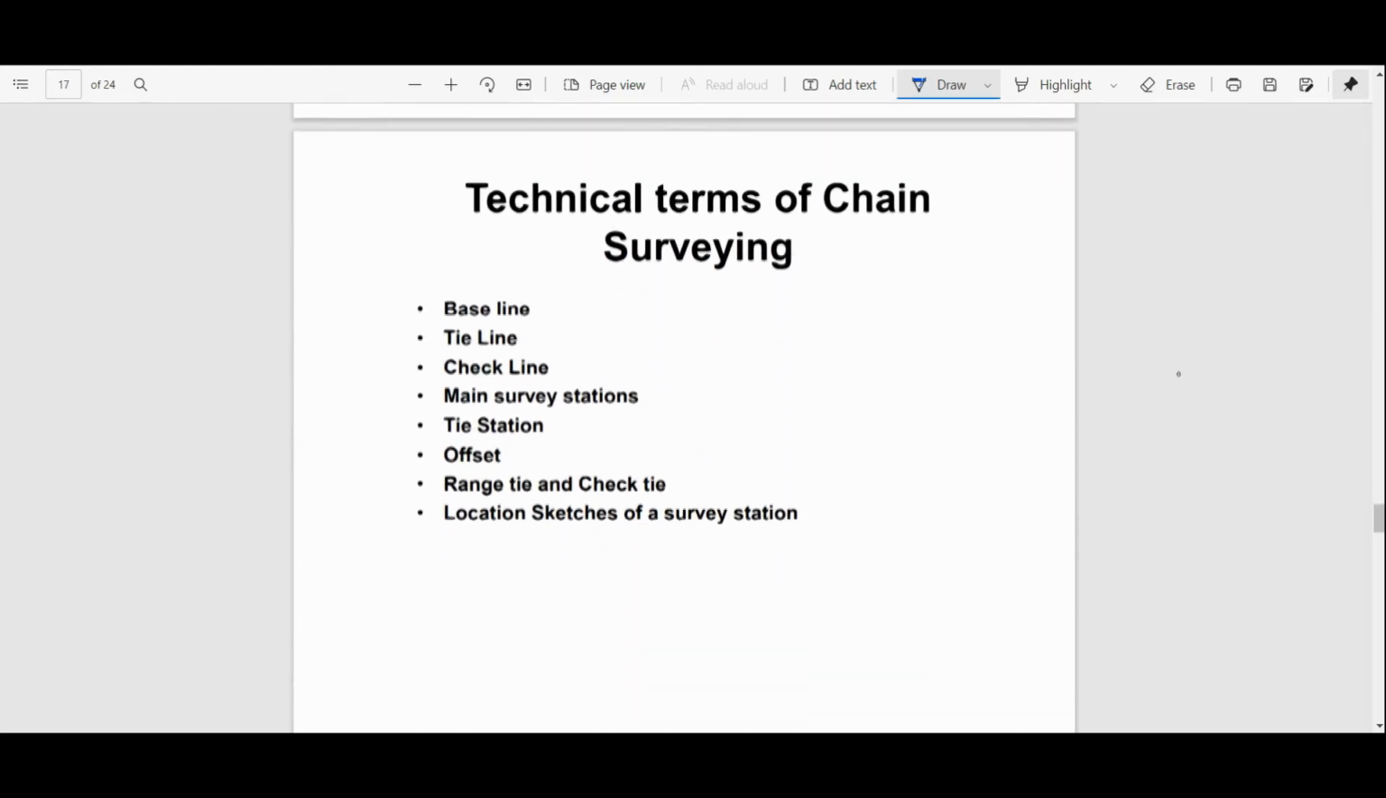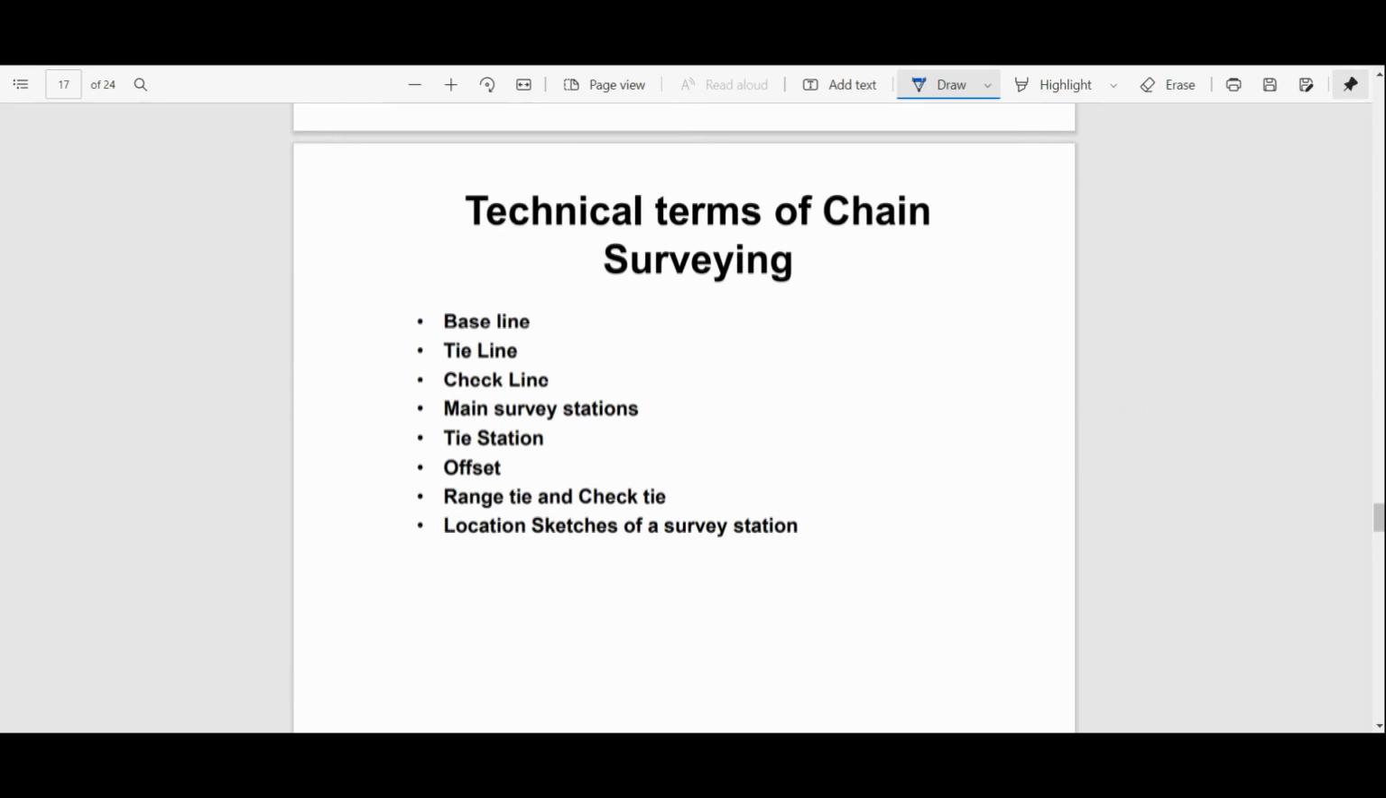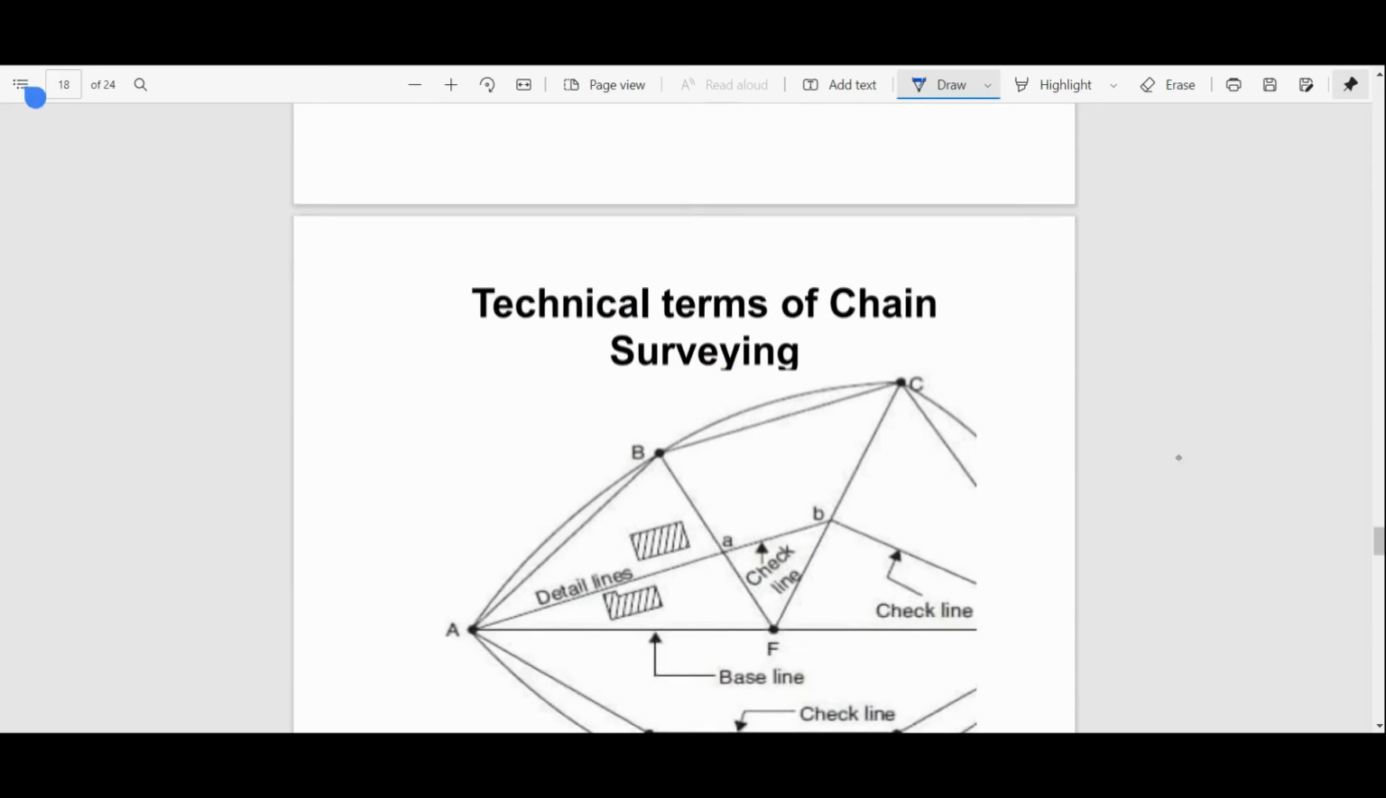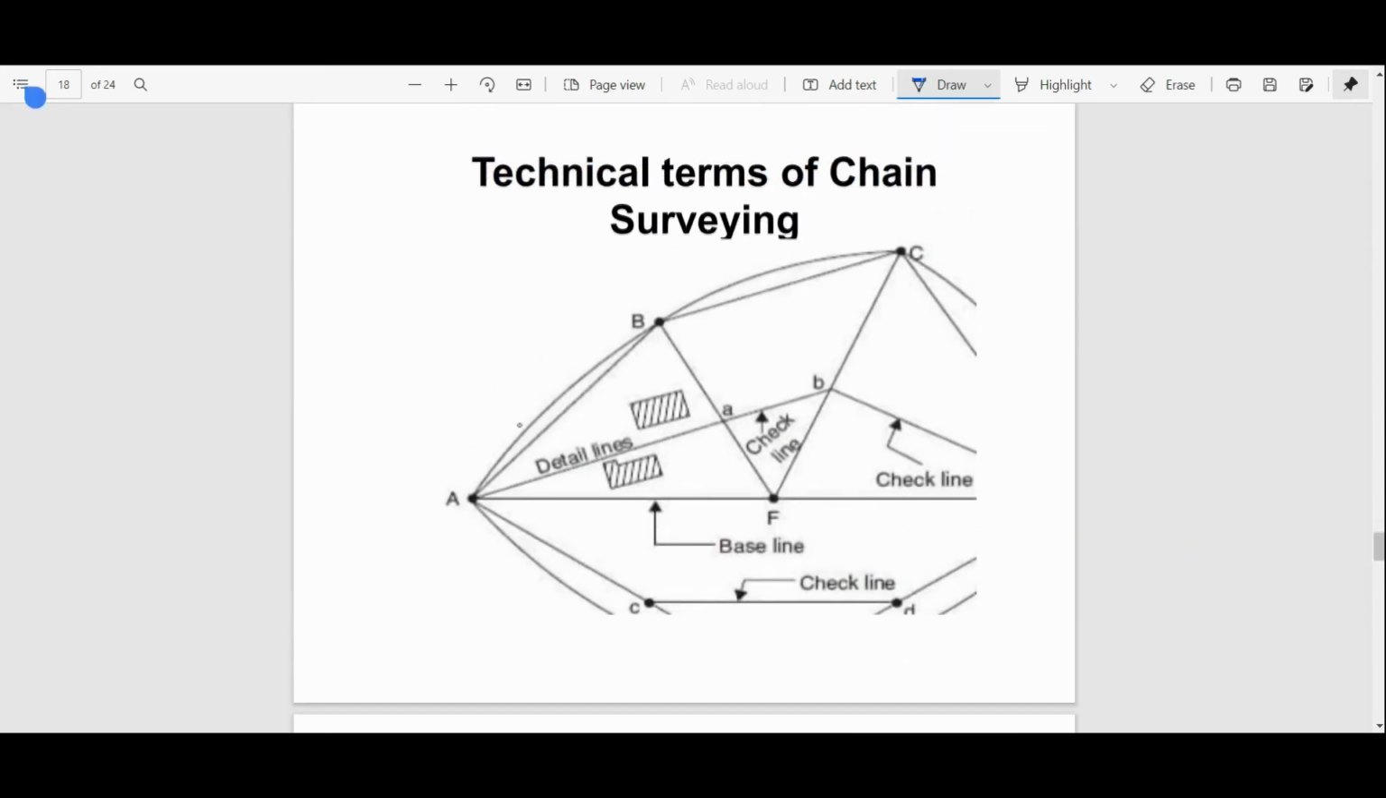What are the technical terms of chain surveying? So what are the basic things we have to use here? The first one is baseline, tie line, check line, main survey stations, tie stations, offsets, range tie, check tie, and location sketches of our survey stations. So you can see a diagram here. Let's suppose this is the main area. Okay, and there is one station point again and it is joined with this.